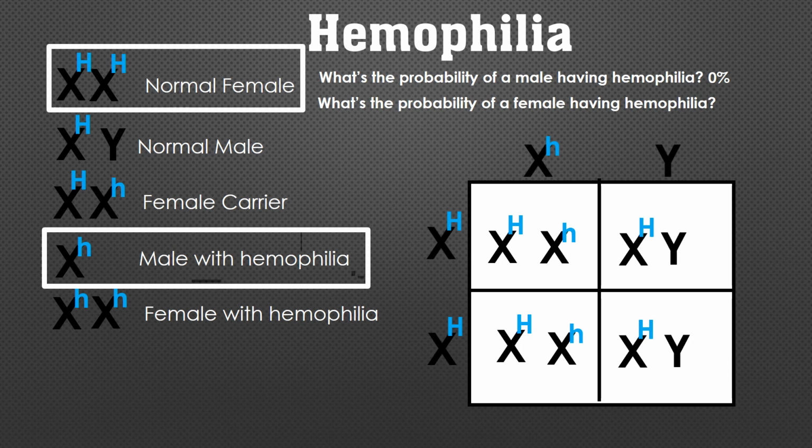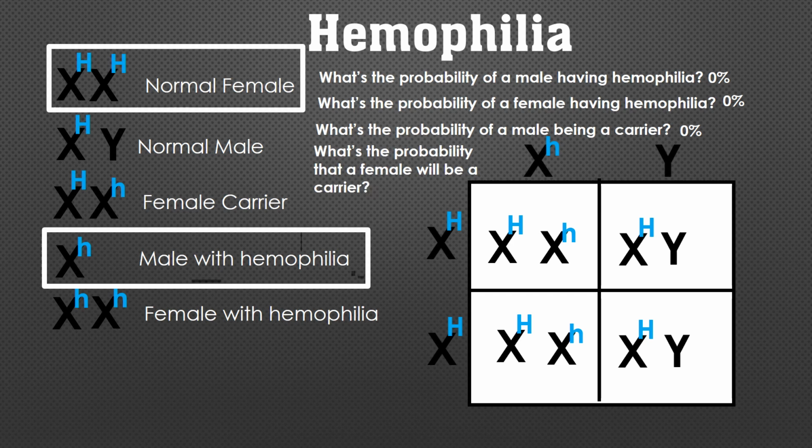What's the probability of a female having hemophilia? Looking at the X chromosomes that the female has inherited, she will always have a capital H on one of her X chromosomes, which is dominant, so she will not have hemophilia. So what's the probability of a male being a carrier? Well, since the Y chromosome does not have the trait for hemophilia, he will not be a carrier, no matter what. Males either have it or they don't.